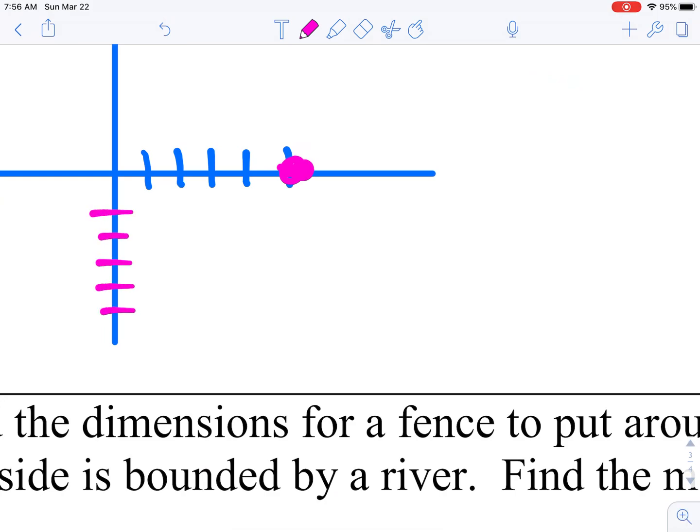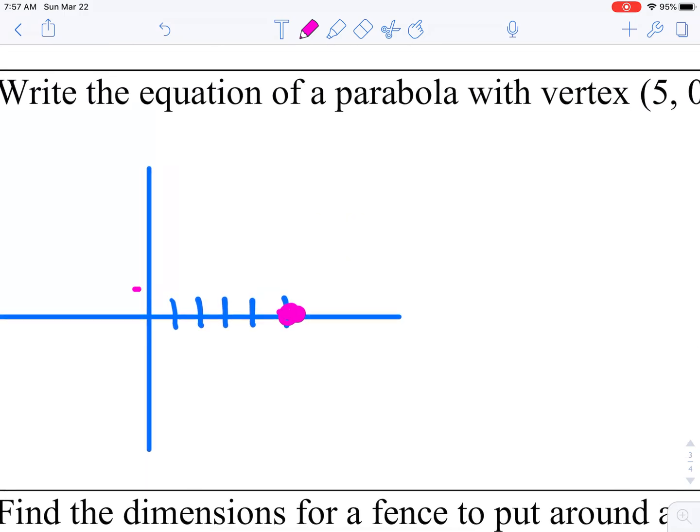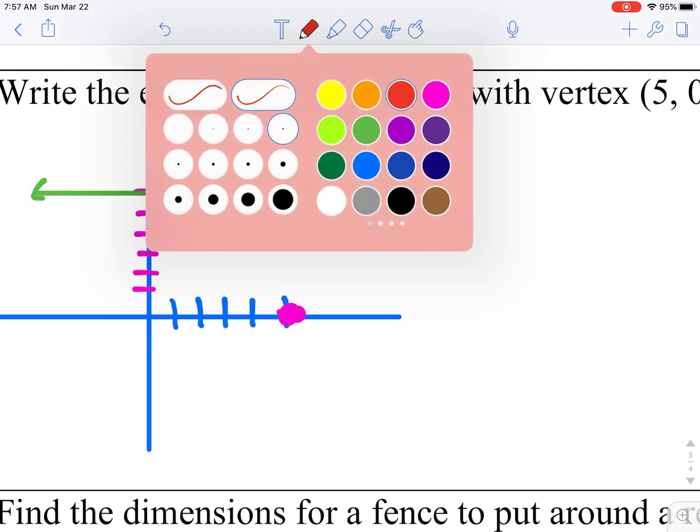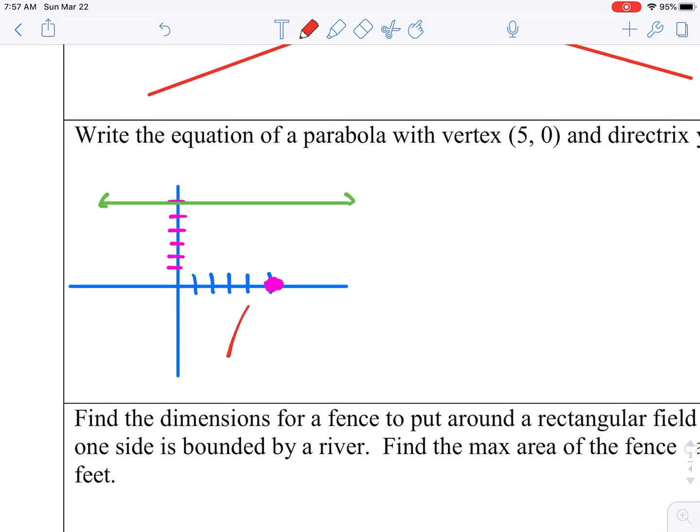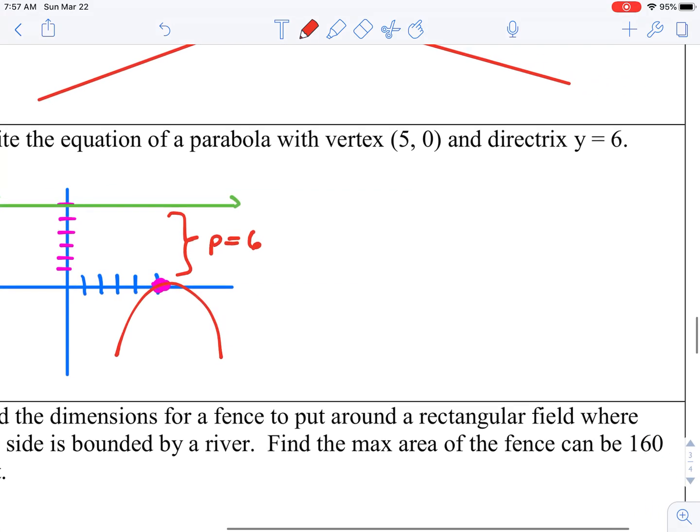1, 2, 3, 4, 5. Oops, wrong direction. Y equals 6 will be up here, 1, 2, 3, 4, 5, 6. And y equals 6 is going to be our horizontal line. What does this tell you, knowing where our directrix is? Well, it tells us that our graph is going to be opening down. It also will tell us the length of our p-value. So the length of our p-value, if we count from our vertex up 6, our p-value is 6.